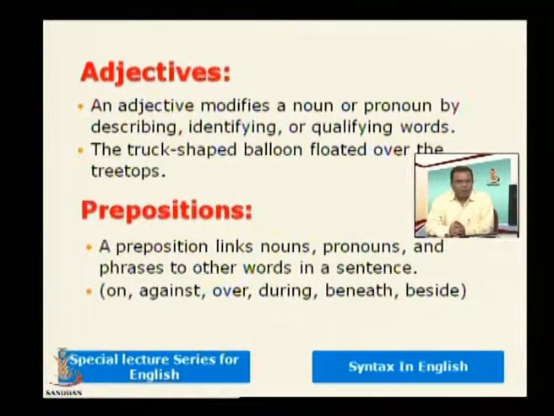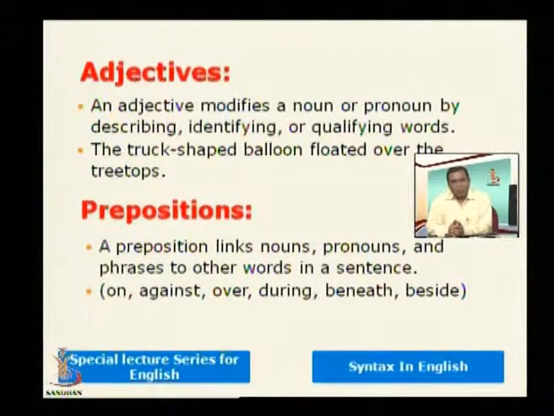A boy and a small boy. When we add this word small, then this word boy becomes more clear. Boy, small boy. That's why small is an adjective.